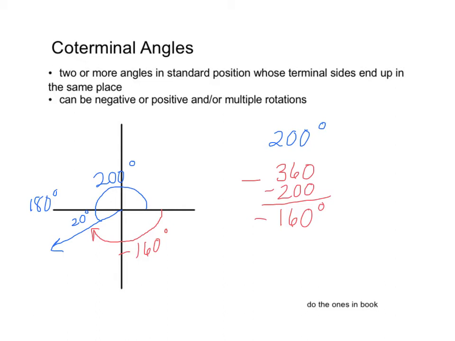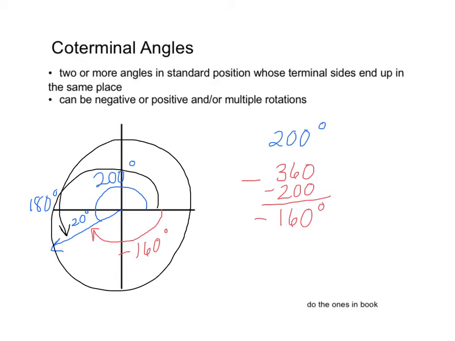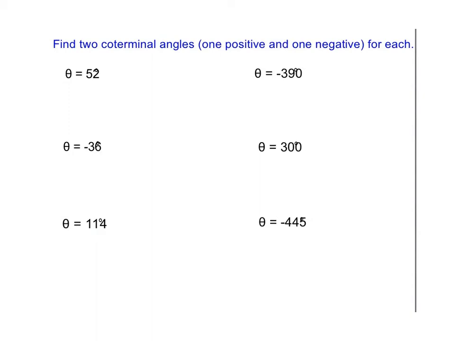Another thing I could do is go all the way around first. That's 360 plus another 200. So 360 plus 200, 560, is another coterminal angle. After you do a few of these, you can see that there is a pattern here. You can use rotations and directions to easily get two or three coterminal angles for each. If you're going to find one positive and one negative, you can manipulate it that way.